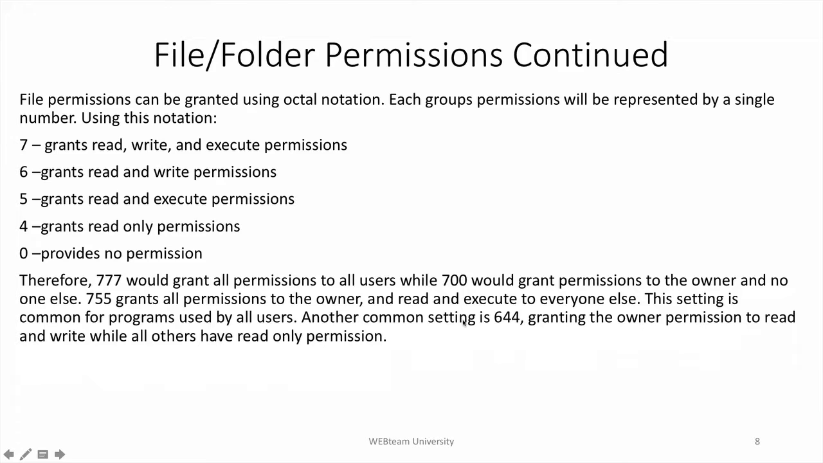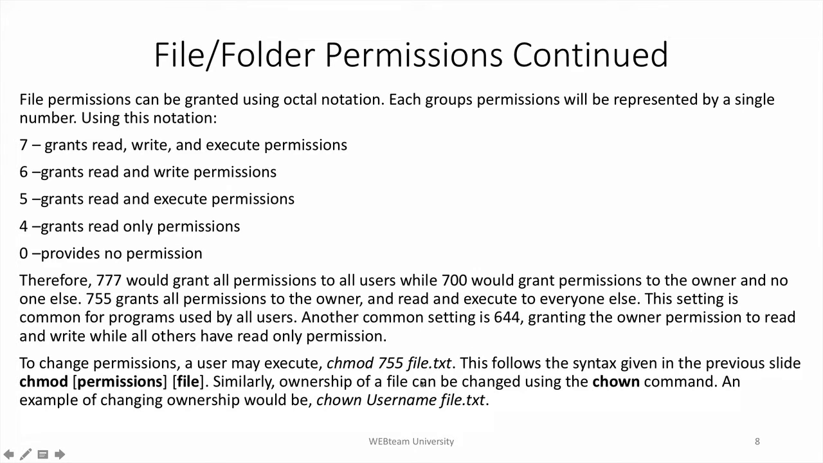Another common setting is 644. The owner has read and write permission. Everyone else has read only permission. Again, change permission, we're going to be using this syntax. Change mod permissions and then the file. An example would be chmod 755, setting the new permissions, and then file.txt, whatever the file happens to be. And then remember, there's no brackets here. I was just using the brackets for demonstration purposes so you can understand how permissions work, how we can change permissions.